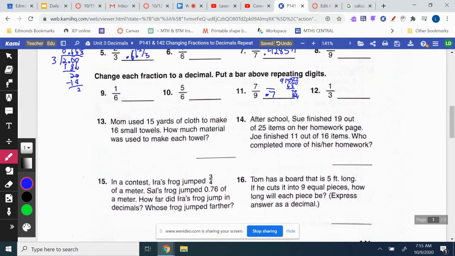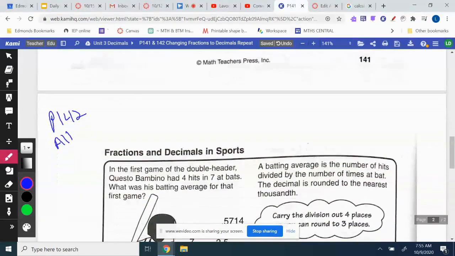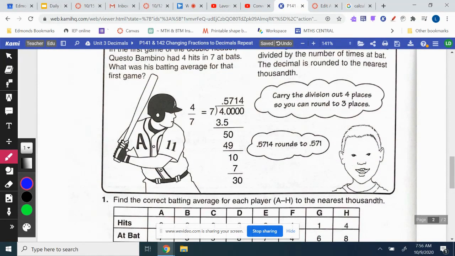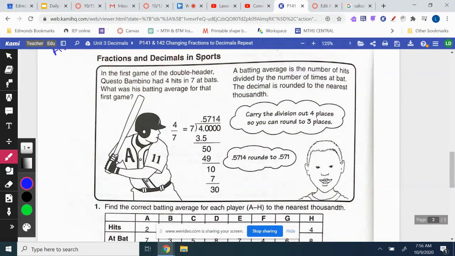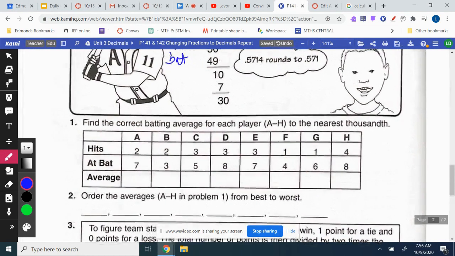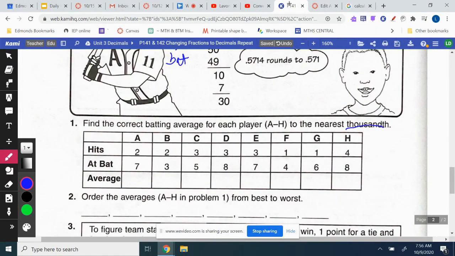We have 2 story problems that you're going to try out, and I'll go over them in class. I will do 13 and 15 in class. Now we're going to look at fractions and decimals in sports. You guys have heard of somebody's batting average. Well, let's figure out how they figure that out. And so they actually just divide how many times they hit the ball, those are hits, over how many times they were at bat. So for players A through H, they want you to round to the nearest thousandth. So that's going to be 3 decimal places.